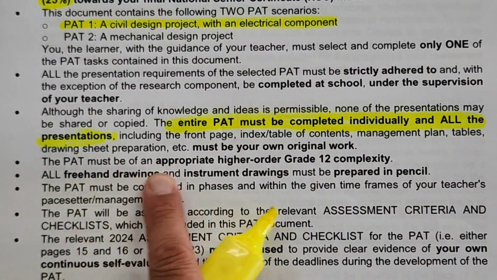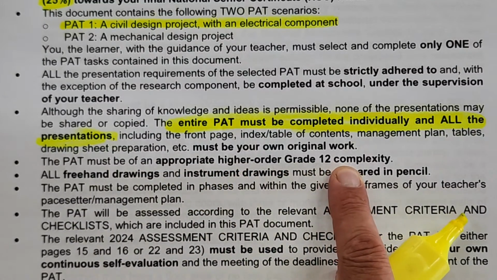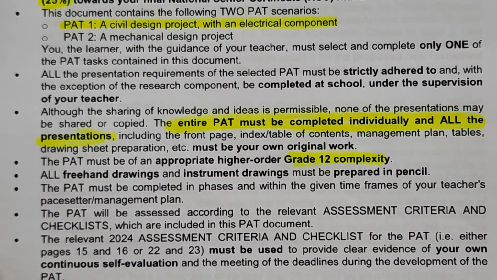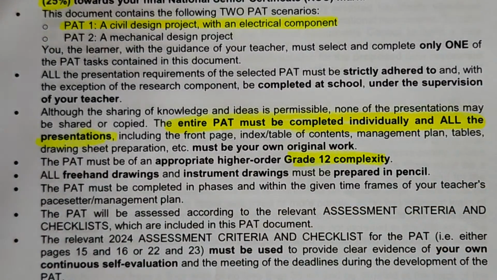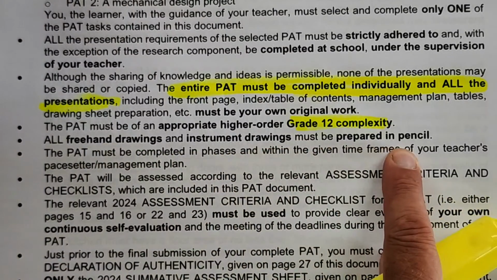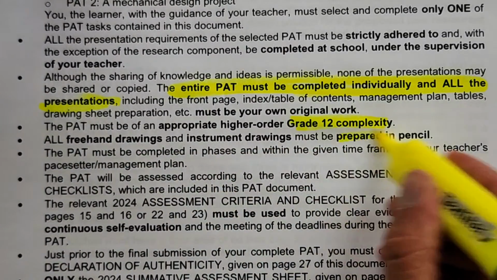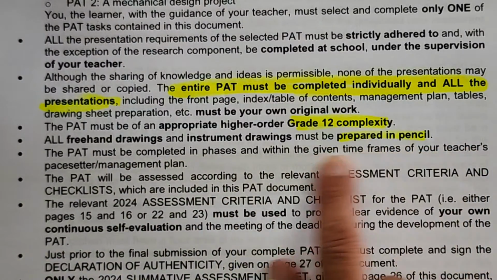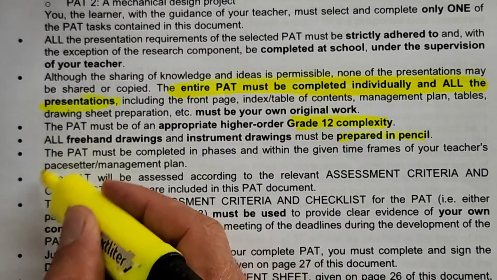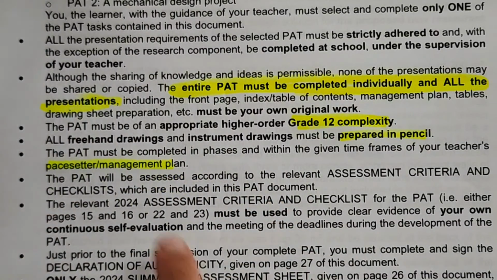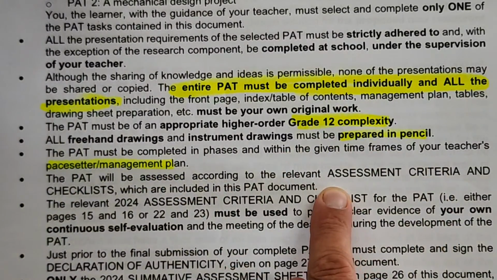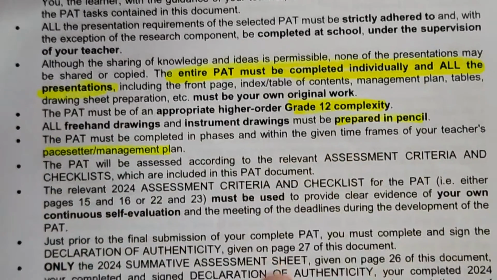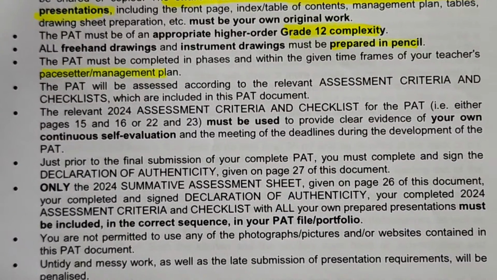All right. Then the PAT must be of an appropriate higher order, grade 12 complexity. So very clearly, it cannot look like your baby sister did this PAT or a grade 10 did it. It needs to be at a very high standard. All freehand drawings and instrument drawings must be prepared in pencil. That is, of course, clear. The PAT must be completed in phases and within the given time frames that I will give you. There will be a pace setter with a management plan. We'll look at that. Then the PAT will be assessed according to relevant criteria, and this document that I'm sharing with you actually shares that criteria. It exactly shows you, and we're going to just in this introduction video first look at that. All right.